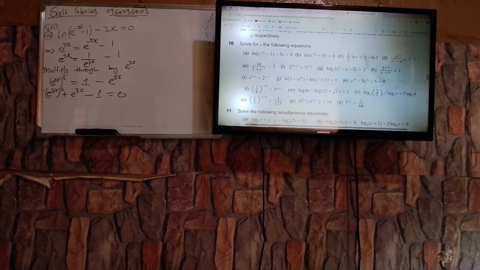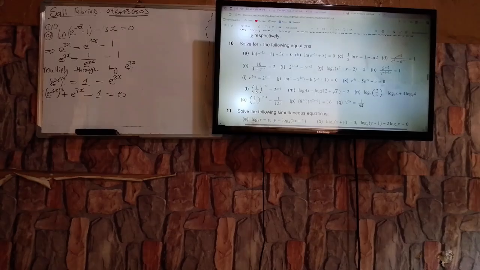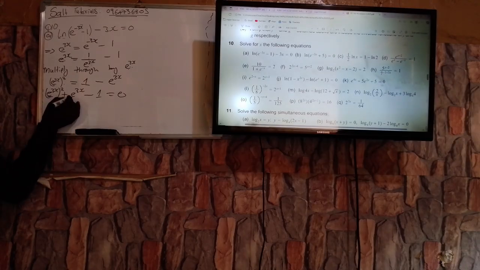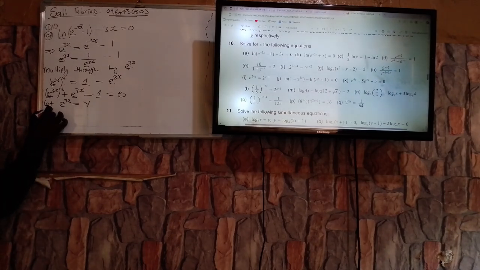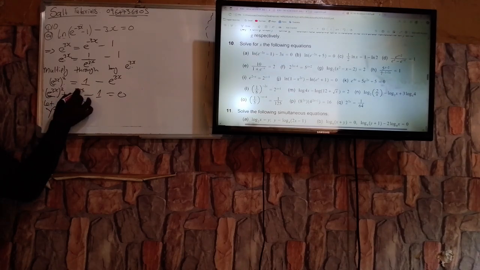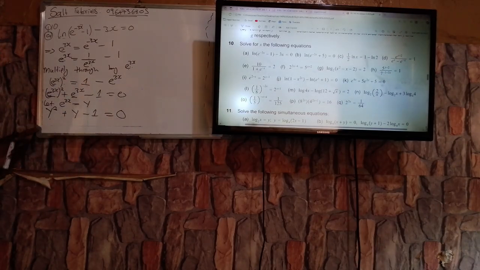If you look closely, what is being formed here is a quadratic equation. So let e^(3x) be any letter of my choice, let's say y. I'm now going to have y squared plus y minus 1 equal to 0. This time around we are solving for y, and once we solve for y, we'll put it back to solve for x.